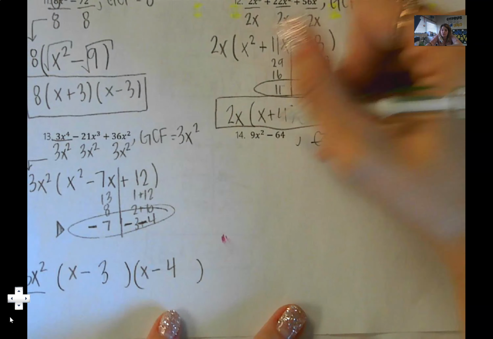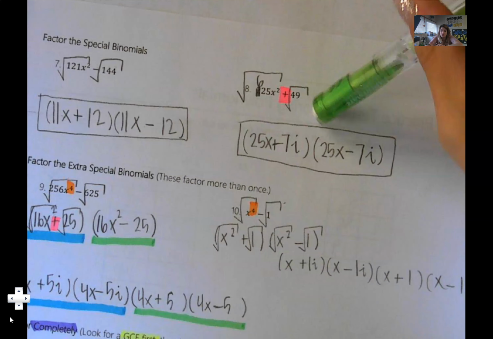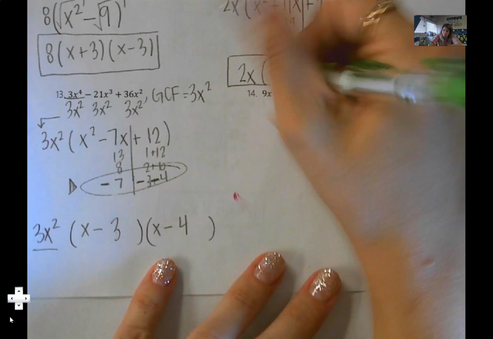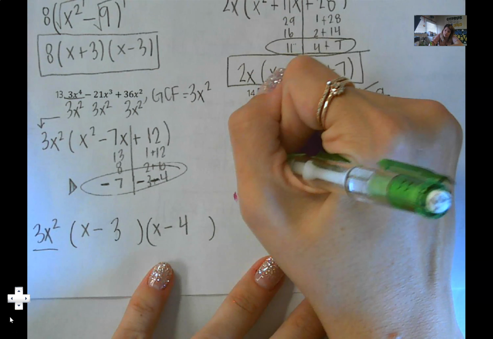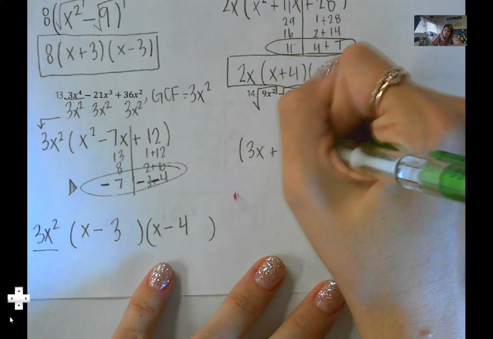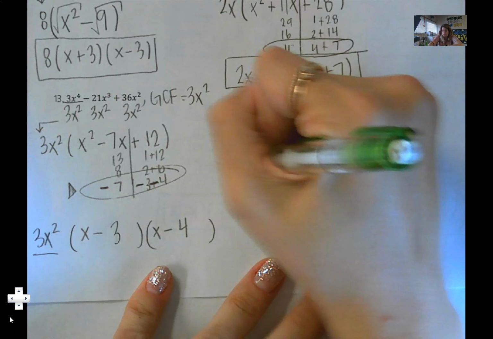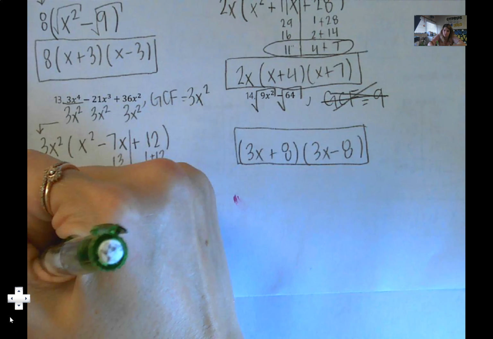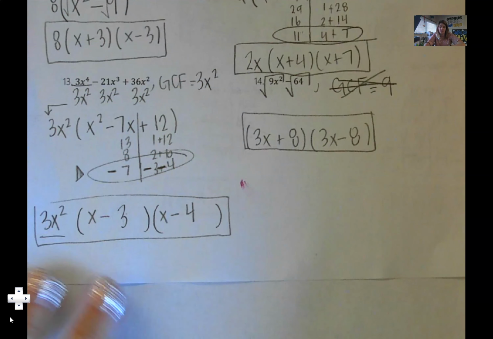Okay, well, it's only 2 terms. If I go back through this review and I look at what I did when the problem only had 2 terms, I took the root of each one. So this turns into 3x plus 8, 3x minus 8. So that's it. That's the whole shebang.